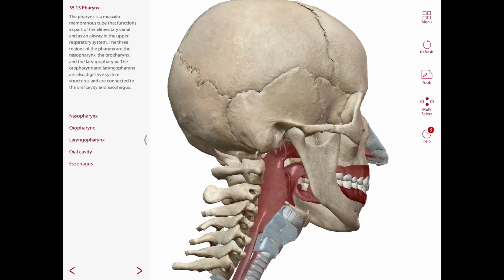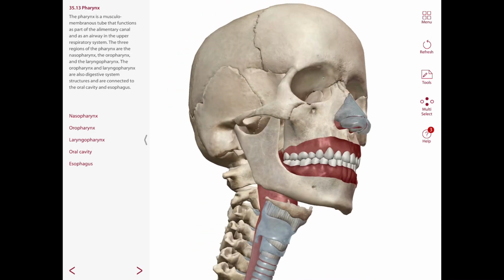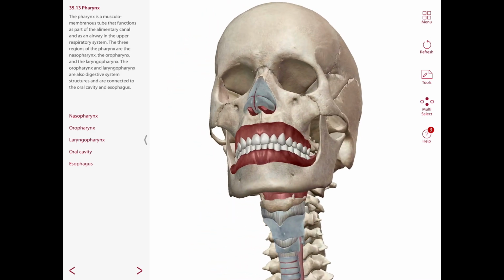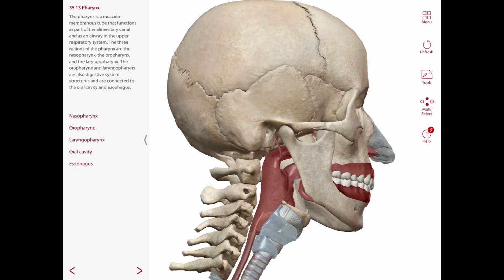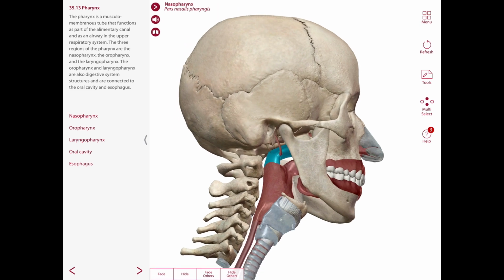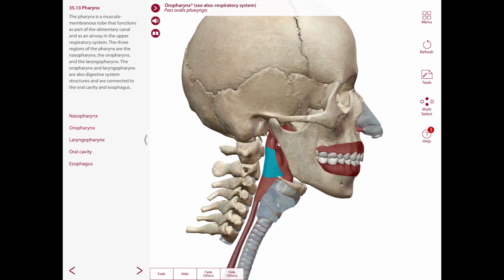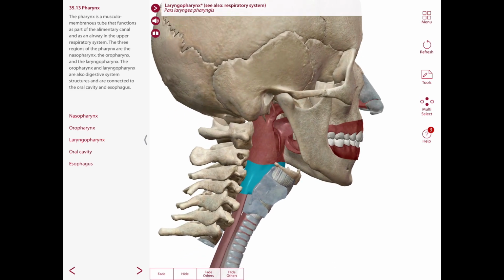The pharynx has lateral and posterior walls. The anterior wall is going to be incomplete because it communicates anteriorly with the nasal cavity, the oral cavity, and also the larynx. The pharynx has three parts. It has a nasopharynx, an oropharynx, and a laryngopharynx.